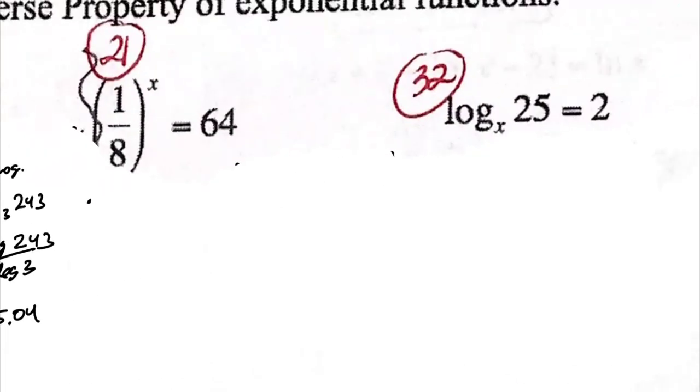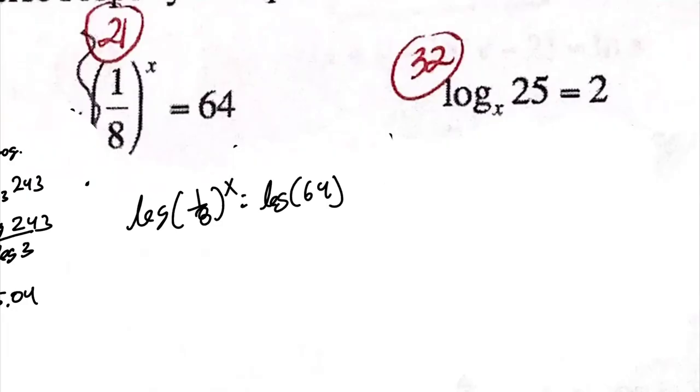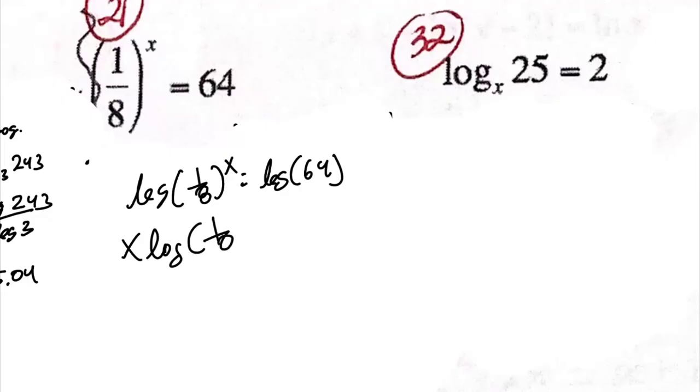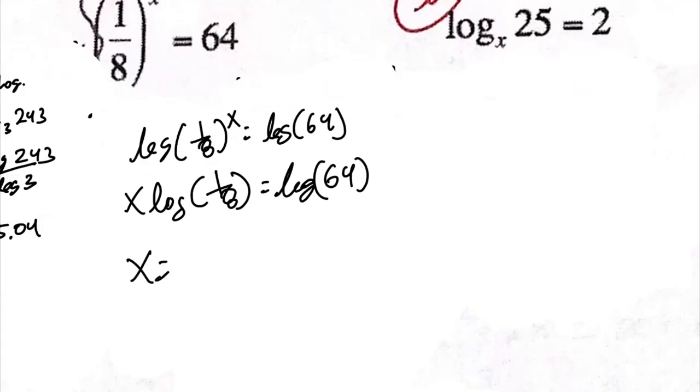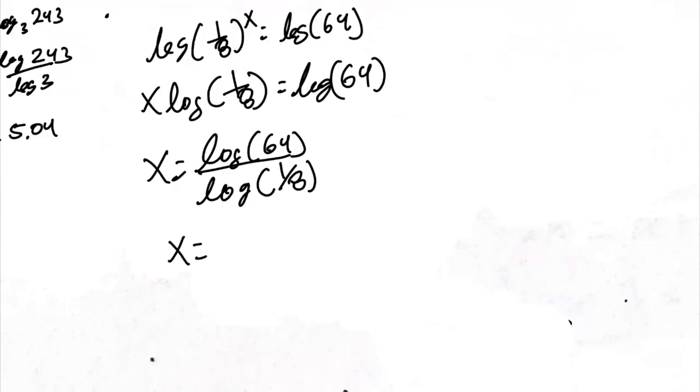The next one, a lot of these I'll just do the regular way: take the log of both sides, use the power rule, and then solve for x. So log of 1/8 to the power of x equals log of 64. Power rule, and then just solve for x. So log of 64 over the log of 1/8. Just plug that into a calculator and you'll get -2 as your answer. So nothing too difficult.